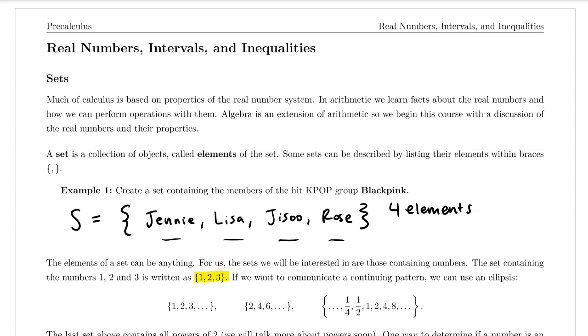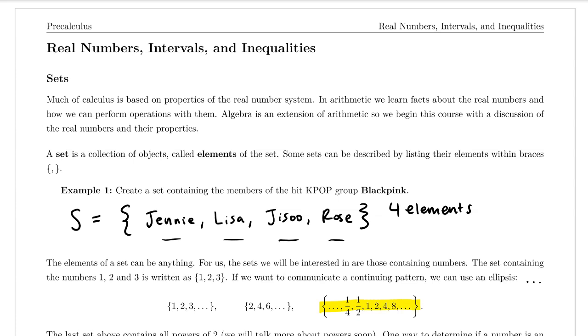If we want to communicate a continuing pattern, we can use ellipses. Ellipses are the ... which means a continuation. So in this first set, we have 1, 2, 3, ... meaning that the pattern here, if you can see, is that we are increasing the whole numbers by 1. So the next number in the pattern or in the set would be 4, then 5, then 6. In this next set, we have 2, 4, 6. The pattern here is that we are looking at even numbers, so the next number would be 8, and then 10, 12, and so forth.